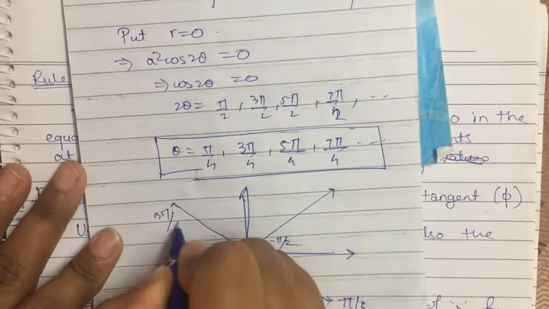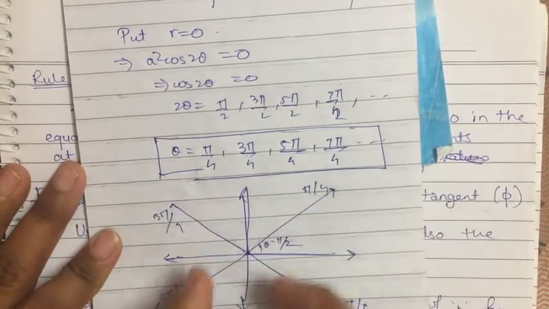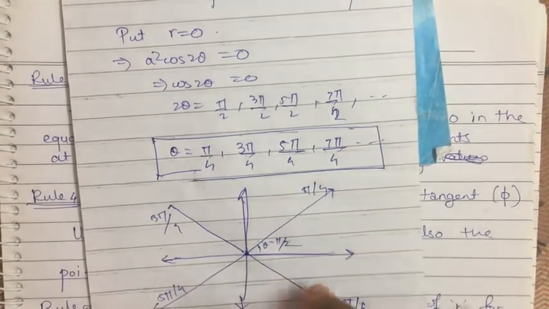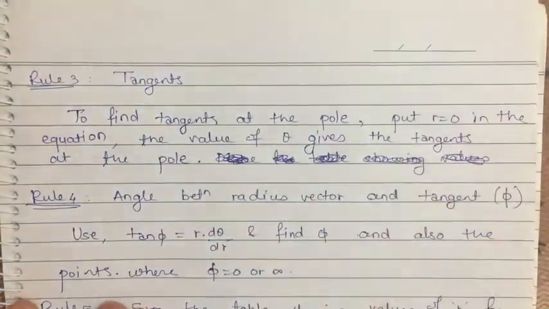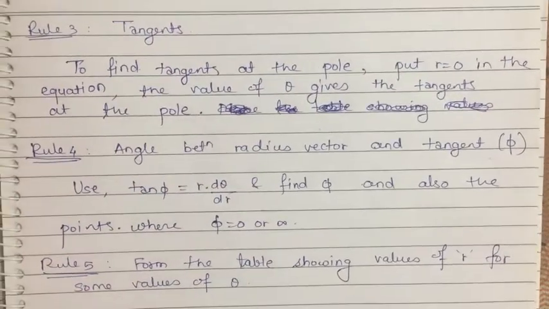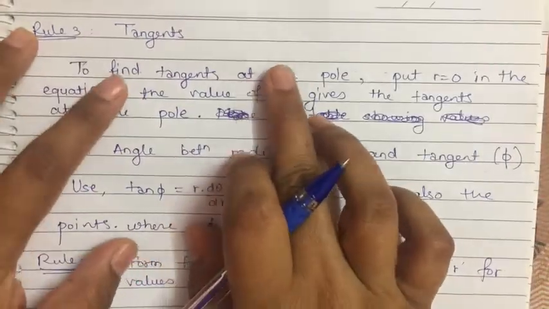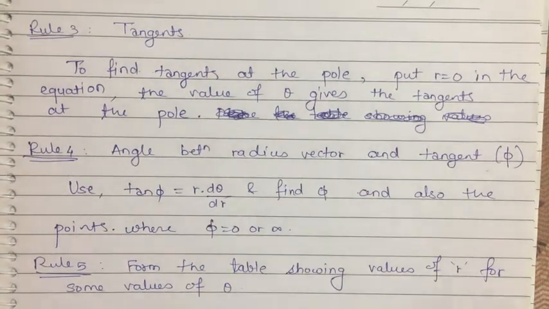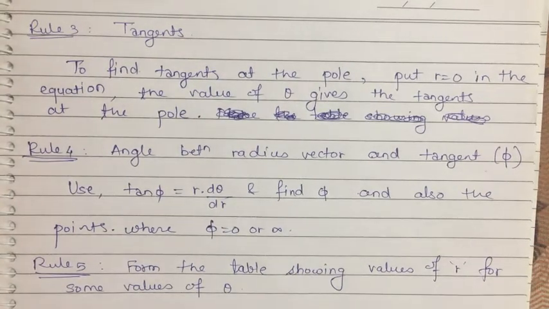So these all are tangents. Okay, so this is how rule 3 works. Now next is rule number 4. Rule 3 is about tangents at origin, right? But there may exist other tangents, right?